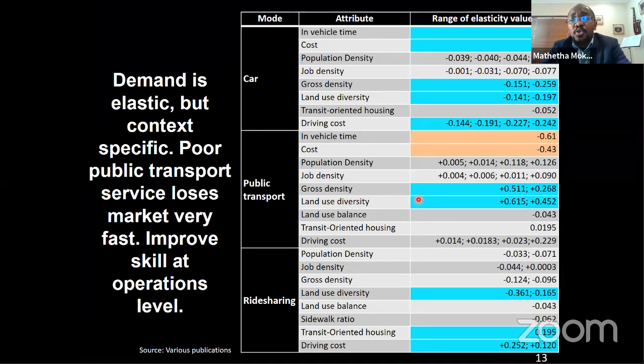Elsewhere, they have been shown to be significant, but of significance is that the service quality does impact on demand. So improving skill levels at operations level. I mean, you can have very good policies on paper, but if they're not implemented well at an operations level, you're not going to get that service quality.